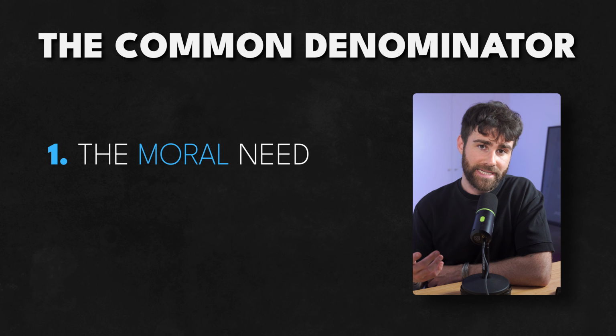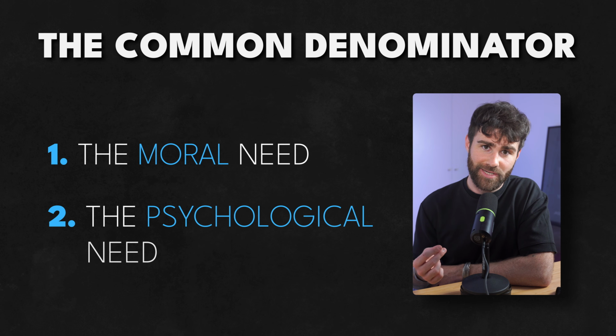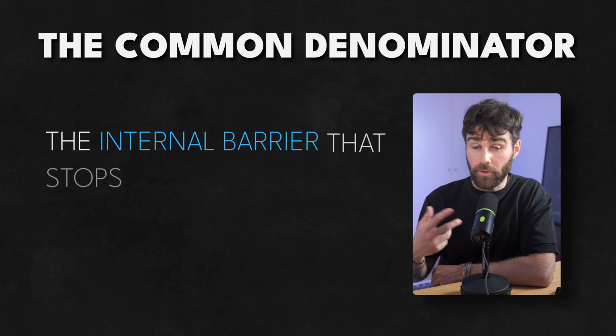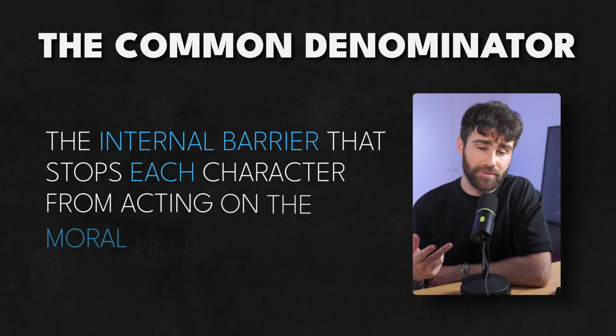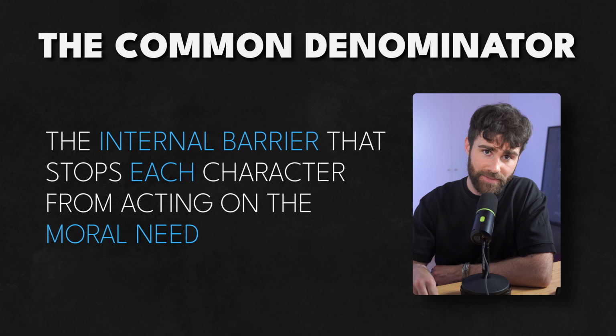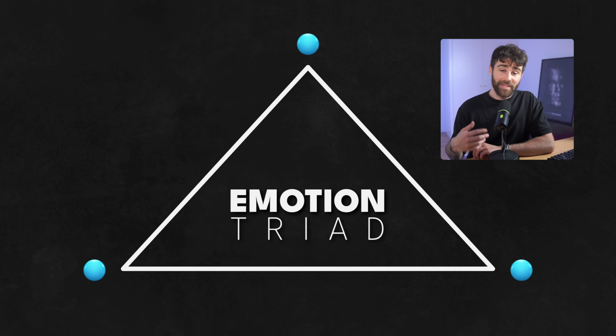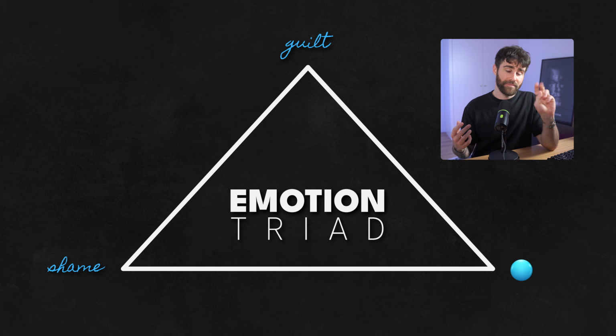The second component is the psychological need, which is the internal barrier that stops each character from acting on the moral need. And best-selling authors don't come up with psychological needs at random. They draw from what we call the emotion triad, three core emotions that psychology identifies as the primary blockers of change and growth. So you have guilt, shame, and anger. The psychological need of your story should revolve around one of those three.